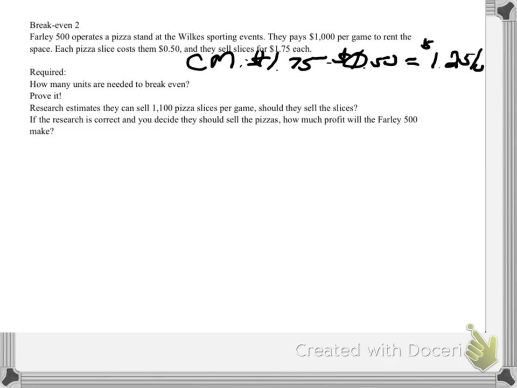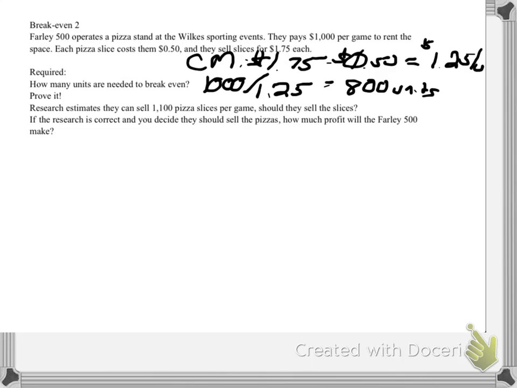So how many units are needed to break even? If you have a fixed cost of $1,000 and you're going to divide that by a contribution margin of $1.25 per unit, you turn out that you need to sell 800 units or 800 slices of pizza in order to break even. So that takes care of the first part.